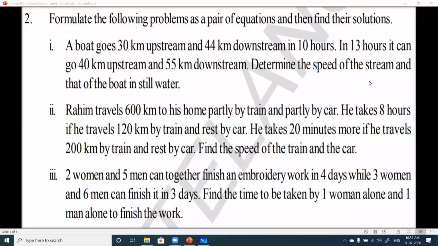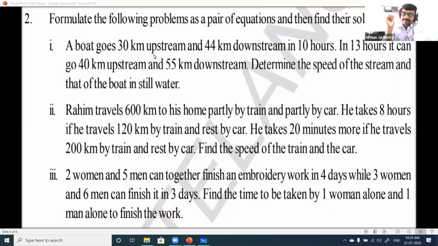Sir, a boat goes 30 km upstream and 44 km downstream in 10 hours. In 13 hours, it can go 40 kilometer upstream and 55 kilometer downstream. Determine the speed of the stream and that of the boat in still water.